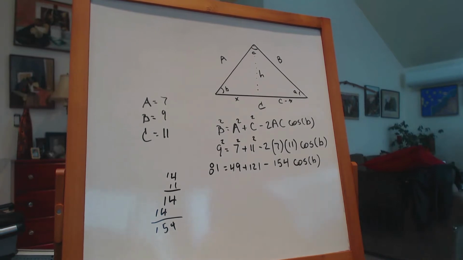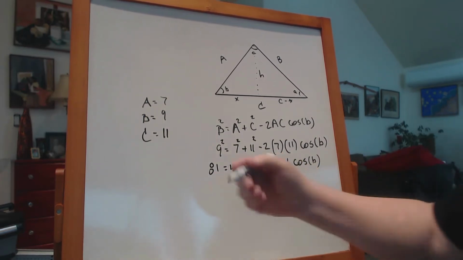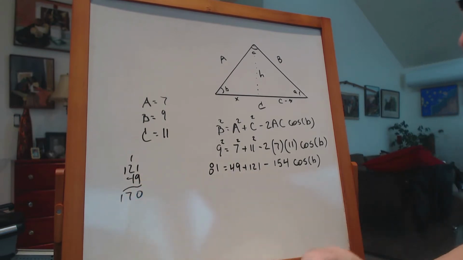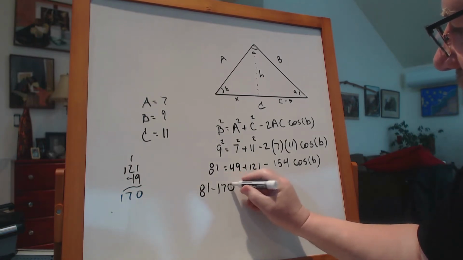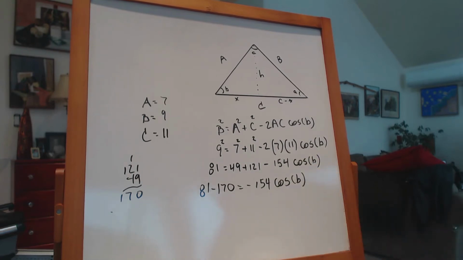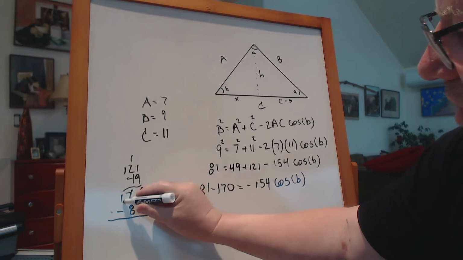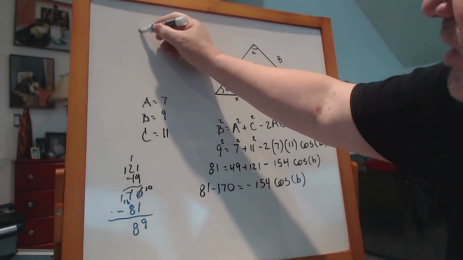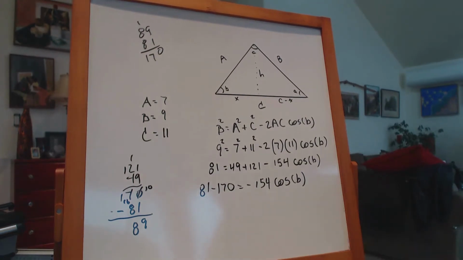So, now we bring these values to the other side. So let's see, 121 and 49 is 170. So we have 81 minus 170 equals minus 154 cosine of B. So that is minus 89. Let's see, 89 and 81, that's 170. So we check out, all right.